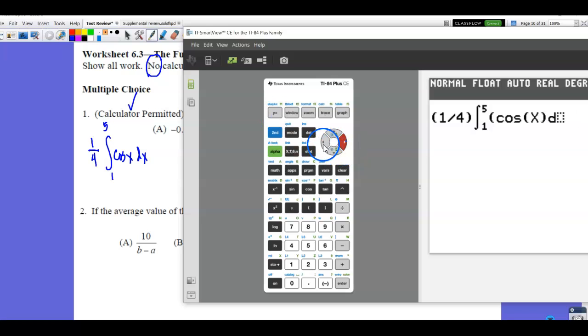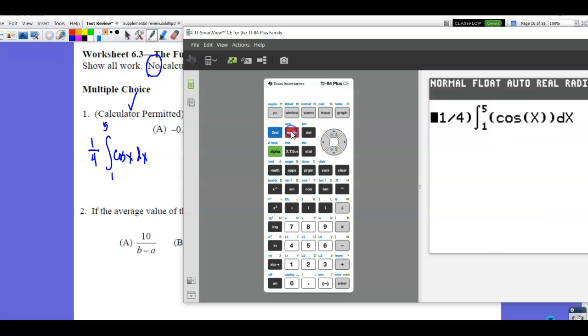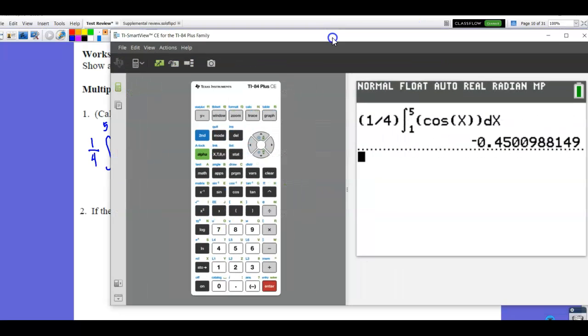If it was a free response and I was going to use this function multiple times, I probably would put it into y number 1. I'm going to go to my mode and make sure I'm in radian mode. I'm not. I must have been doing something recently in degree mode. So change into radian mode, second quit. All right, and then I'm going to press enter, and I get an answer of negative 0.450.